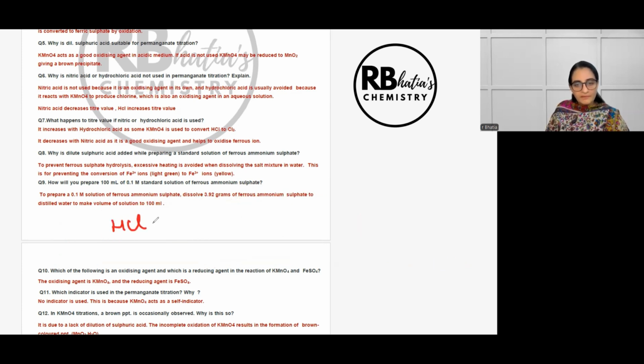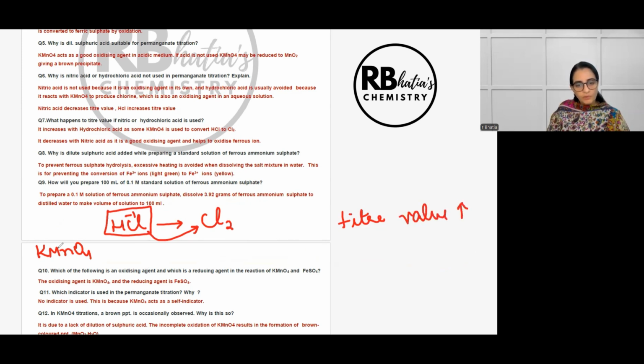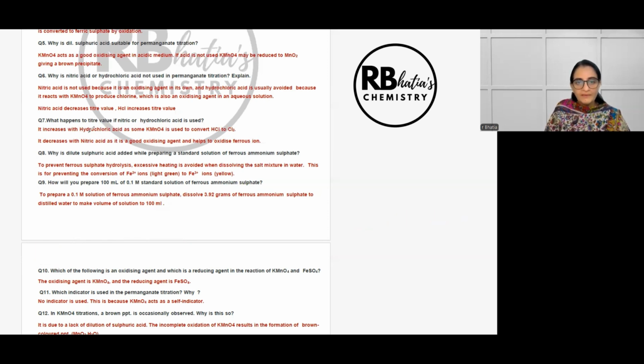Similarly, why can't we use HCl? Because HCl itself is oxidizable to chlorine. So KMnO4, along with oxidizing ferrous ion to ferric, will also get used up to oxidize HCl to chlorine, which means the titer value will increase, and all that volume of KMnO4 used is not going in oxidizing ferrous sulfate or oxalic acid. Instead, some extra amount is being used to oxidize HCl to chlorine, which we do not want. So it is safest and best to use sulfuric acid, right?